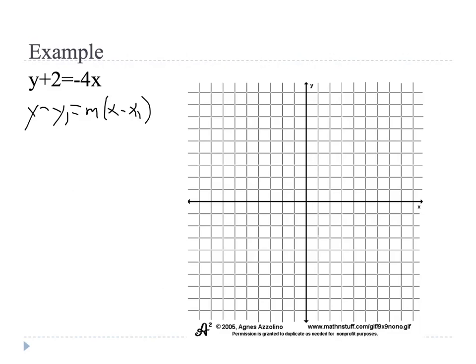In this case, our slope's still going to come in our same place. We can see right here that our 4 is in front of our x's. Actually, it's a negative 4 in front of our x's. So our slope is going to be a negative 4.